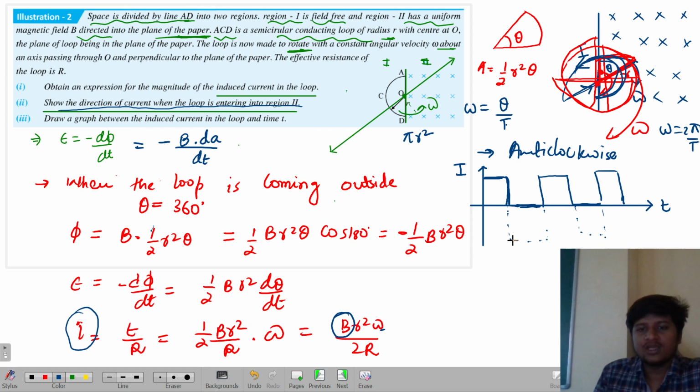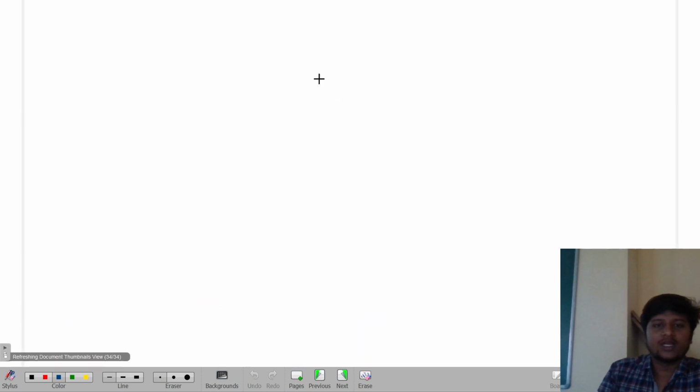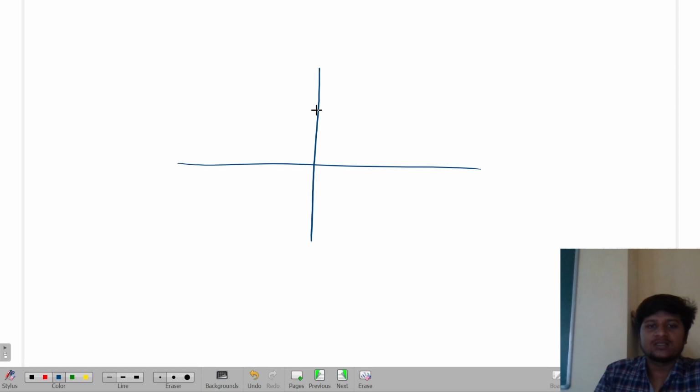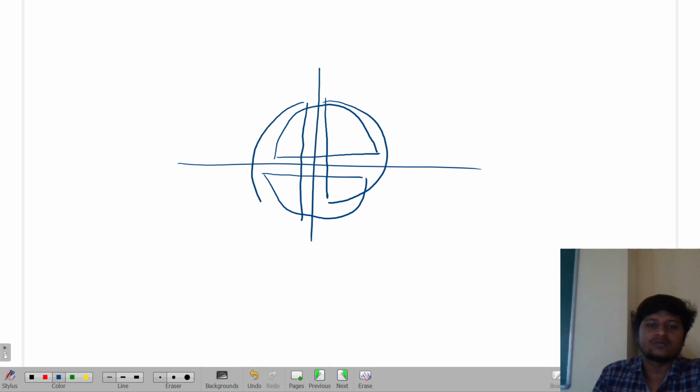This down part will only be there if I consider that from here to here the flux increases, and from here to here the flux starts to decrease. Right or not? Yes or no? Yes. When the circular loop is rotating over here, try to understand. See, first this loop will be this way. Then the loop will be this way. This is the particular time when the loop will have maximum flux, right or not? And then the loop will again become like this, and lastly it will become like this, right or not?